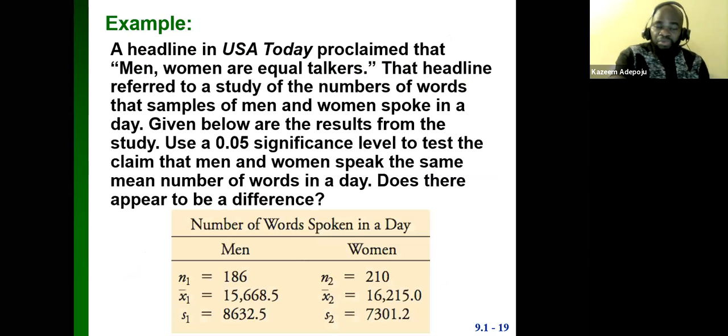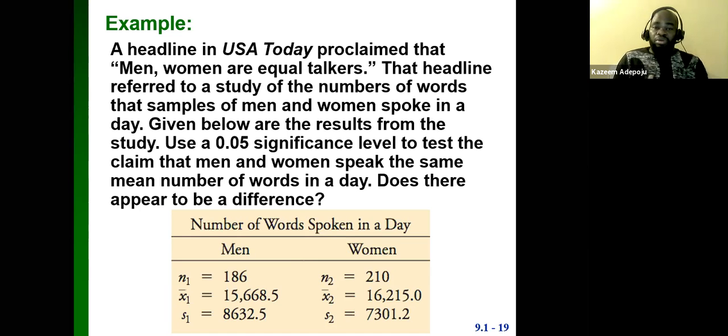So we want to have an example right now. A headline in USA Today proclaimed that men and women are equal talkers. That headline referred to a study of the numbers of words that samples of men and women spoke in a day. Given below are the results from the study. Use a 0.05 significance level to test the claim that men and women speak the same mean number of words in a day. Does there appear to be a difference?